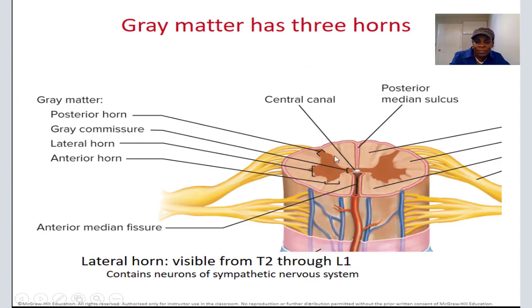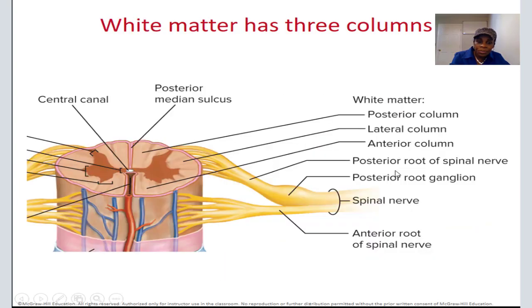So the gray matter has 3 horns: the posterior horn, the lateral horn, the anterior horn. You can see them here on the thing that looks like a butterfly or an H. And the white matter has 3 columns. The back part is called the posterior column. The one on the side, lateral column. The one in front called anterior column. So if you think about it, the gray matter has horns and the white matter has columns. Posterior horn, posterior column. Lateral horn, lateral column. Anterior horn, anterior column.